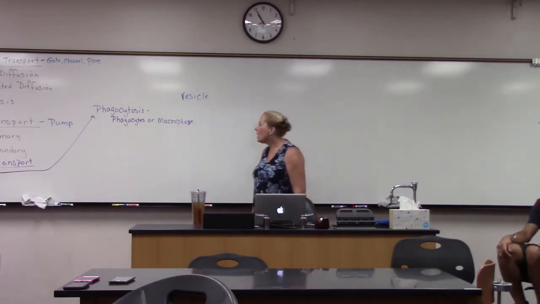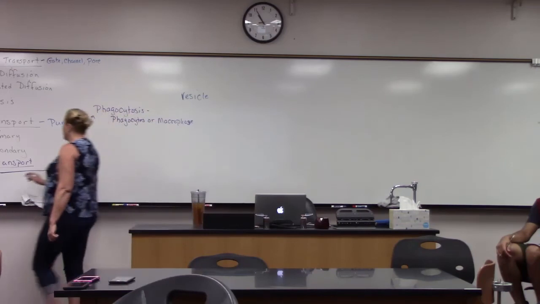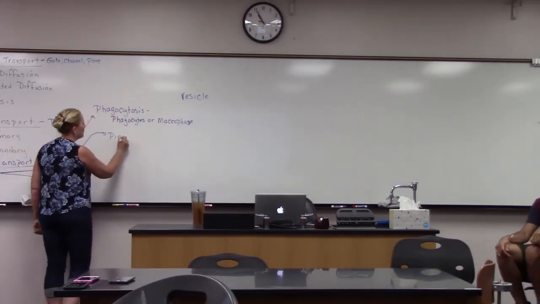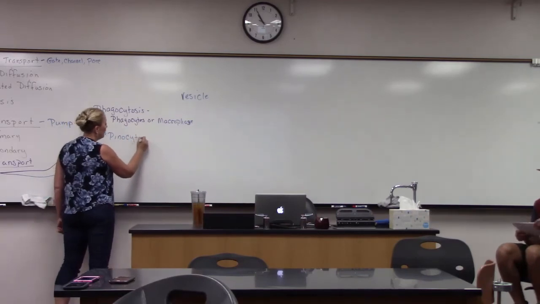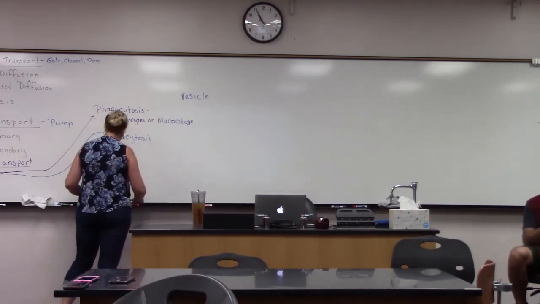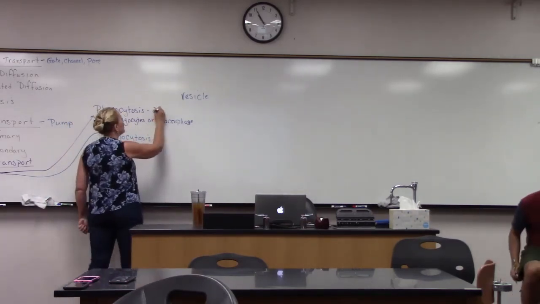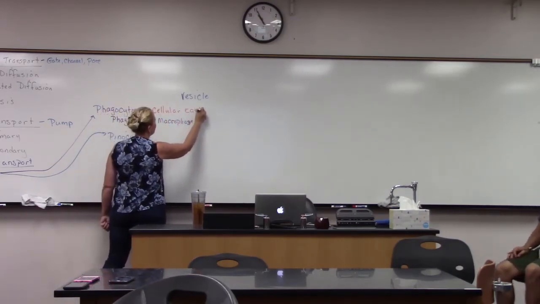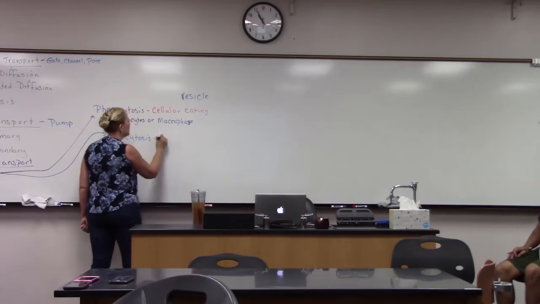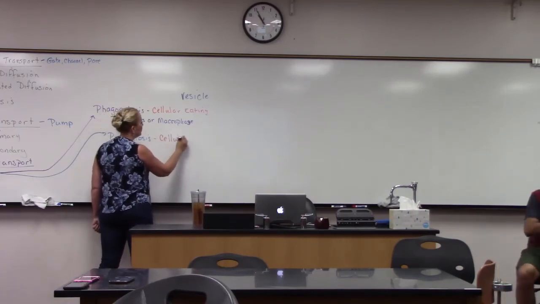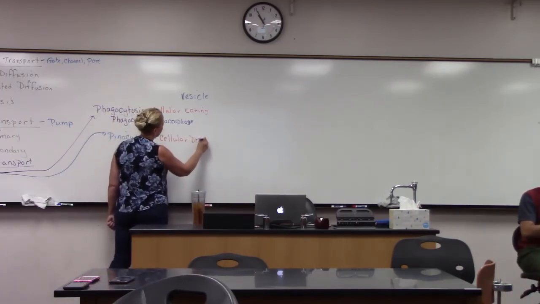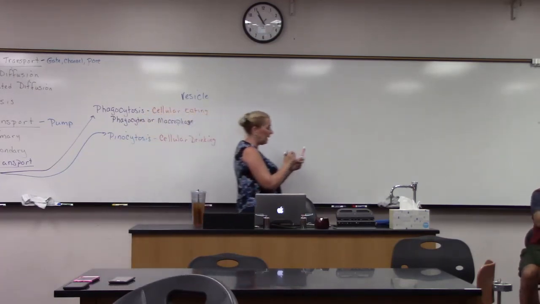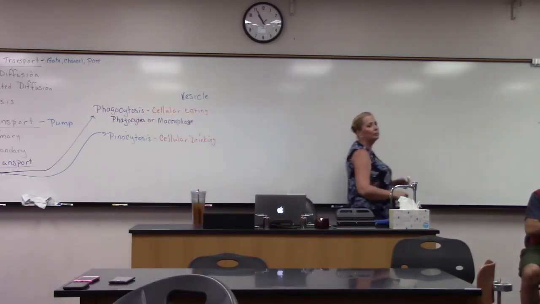The next type of endocytosis is something we refer to as pinocytosis. Now, it's really interesting because some people will refer to phagocytosis as cellular eating and pinocytosis as cellular drinking. And really, phagocytosis and pinocytosis in the Latin means eating and drinking.